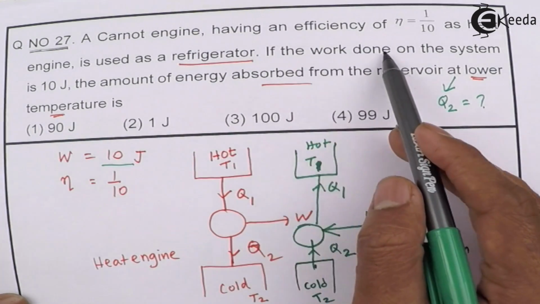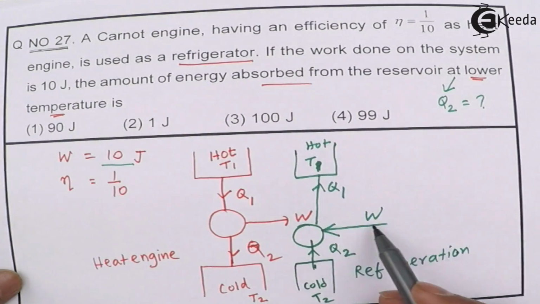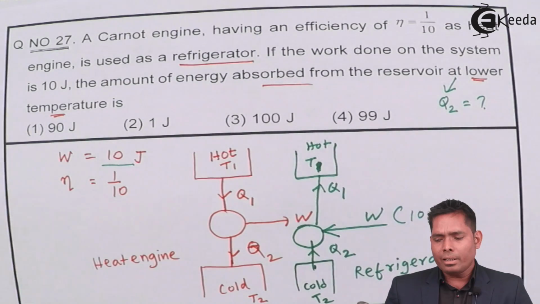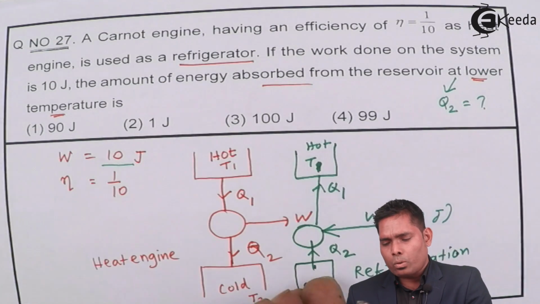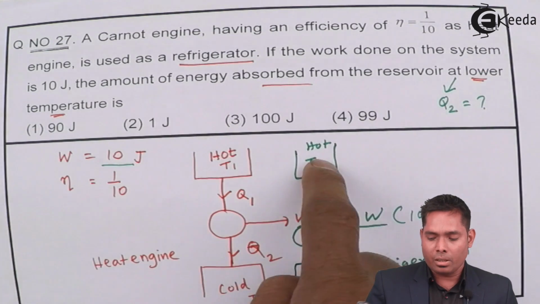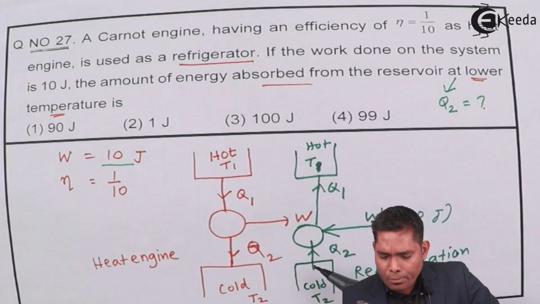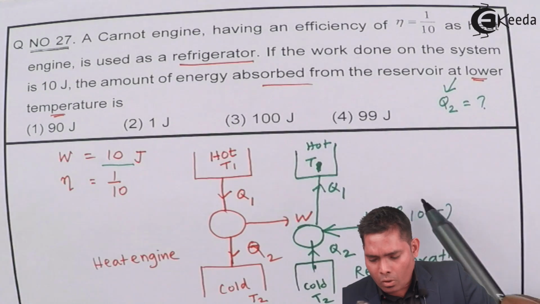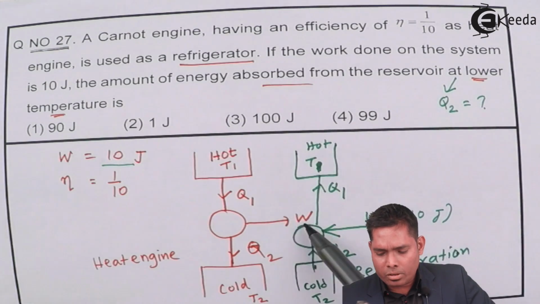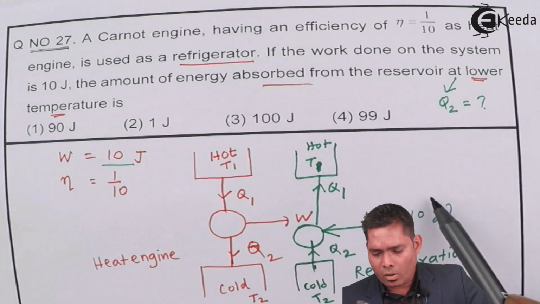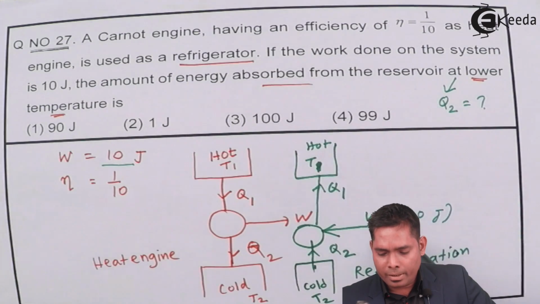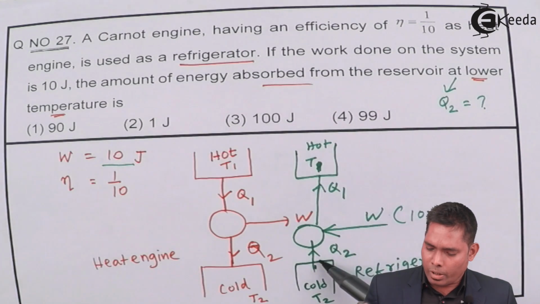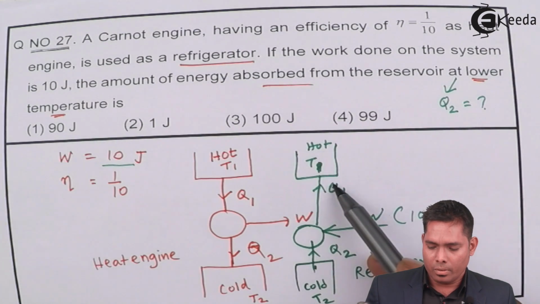If the work done on the system is 10 joule, that means the work that is supplied here is 10 joule, because you cannot send heat from a body at low temperature to a body at higher temperature. So for the flow of heat from cold body towards hot body, you have to do work on the system. Here the work is done by the system, here the work is done on the system. So this has to be supplied, this is what is obtained. Without this, you cannot transfer heat from Q2 to Q1.